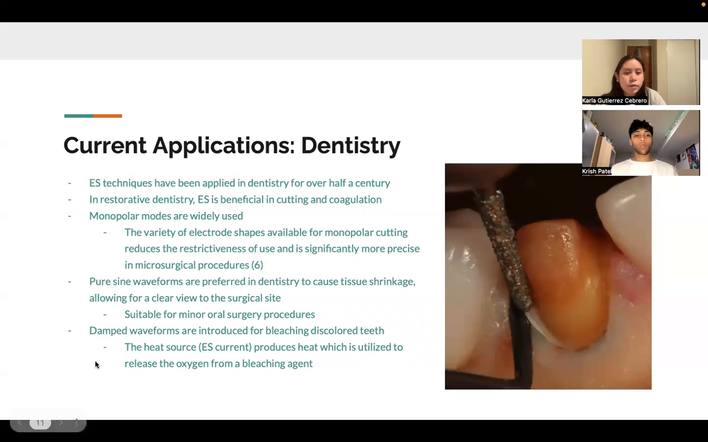Mostly pure sine waveforms are preferred in dentistry to cause tissue shrinkage, allowing for a clear view of the surgical site. Some damped waves are introduced for bleaching discolored teeth. The heat source, which is coming from the electrosurgery current, produces heat, which is utilized to release oxygen from a bleaching agent to remove any tough stains that are not able to get removed with just a simple bleaching agent.